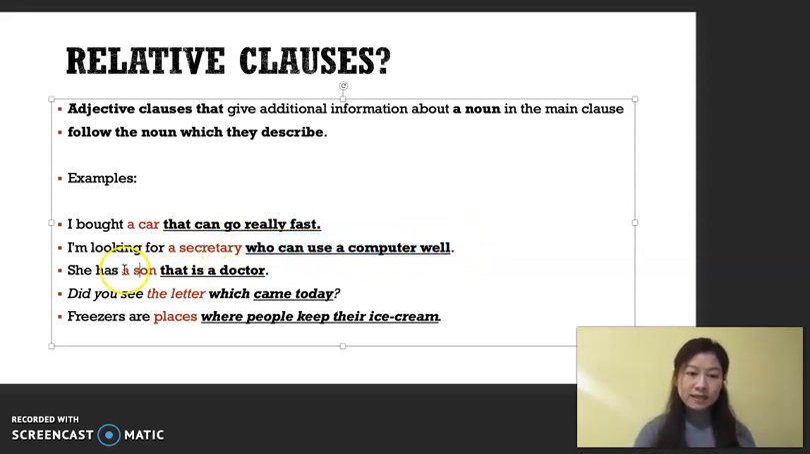Okay, the third example, she has a son. Give me more information maybe. That is a doctor. So we know a bit more about the son. Did you see the letter? Oh, which letter? Which came today? So which came today would be the relative clause that tells me a bit more about the letter. Lastly, freezers are places for what? Where people keep their ice cream. So this is more information about these places we're talking about here.